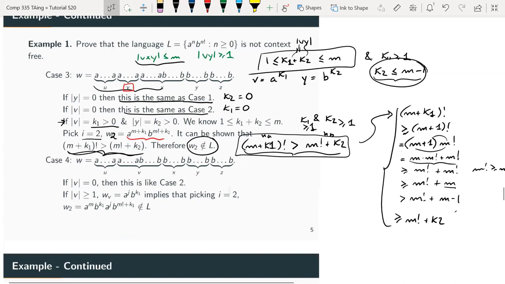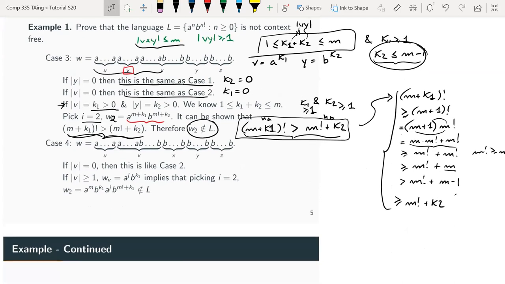The next two cases are actually quite easy to get a grasp on. There's no real need for inequalities. That's because you now assume that the V contains the A's followed by the B's. So your V has some A's and then some B's, and the rest of XY contains B's. The reason this is an easy case is because, first of all, if V is empty, then the only thing you can pump is the B's. And this is the same as case two.